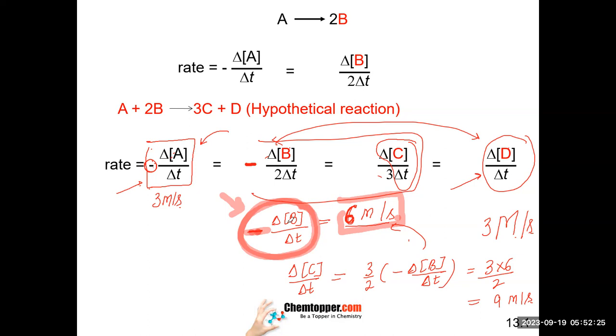Yes, yes, Sanvi. Sanvi is writing it, Atharva, in a very good language. I hope it is clear now? Because the change in concentration is negative, because it's decreasing with time, that negative and this negative will give you a positive value of the rate.